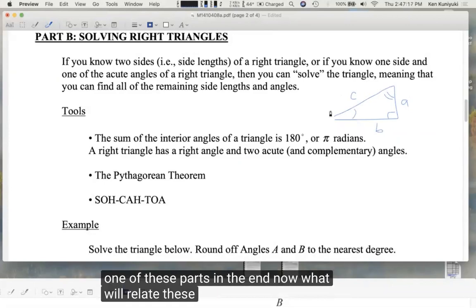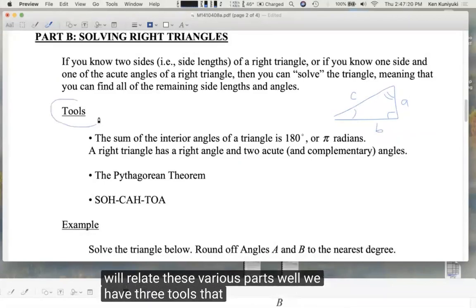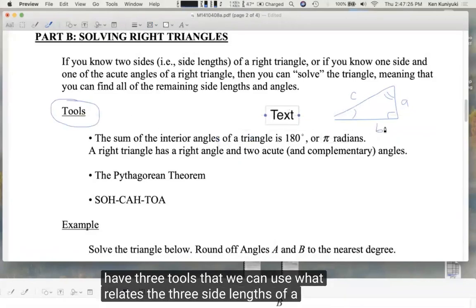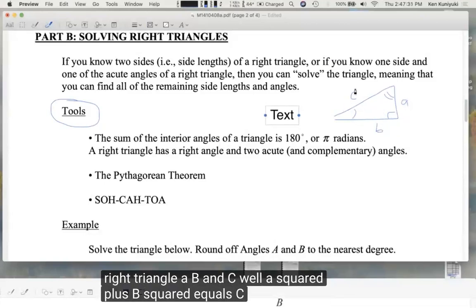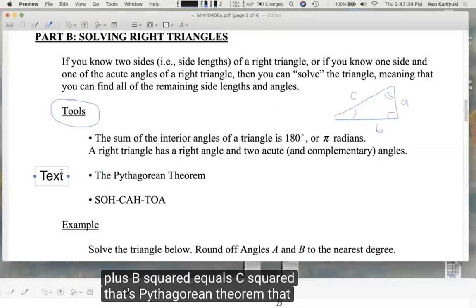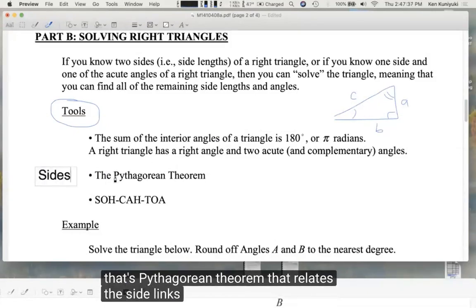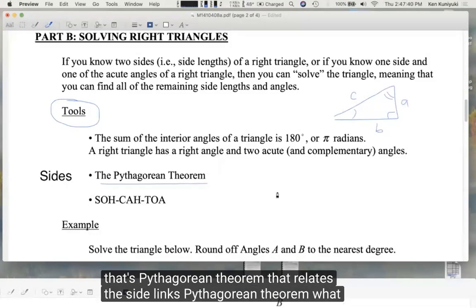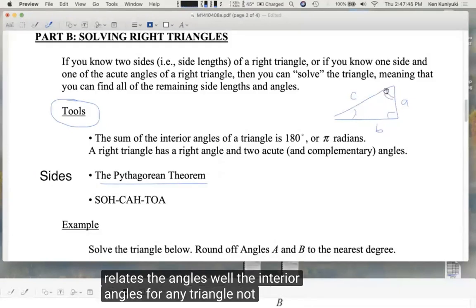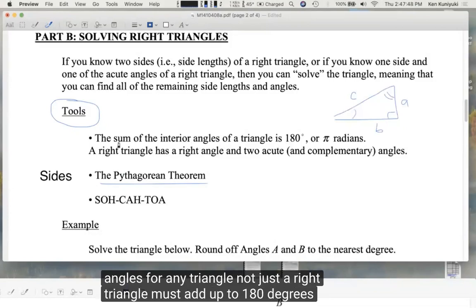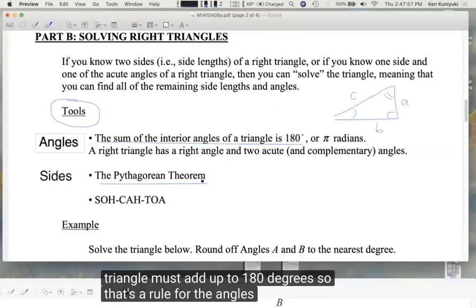Now, what will relate these various parts? Well, we have 3 tools that we can use. What relates the 3 side lengths of a right triangle, a, b, and c? Well, a squared plus b squared equals c squared. That's the Pythagorean theorem. That relates the side lengths. What relates the angles? Well, the interior angles for any triangle, not just a right triangle, must add up to 180 degrees. So that's a rule for the angles.